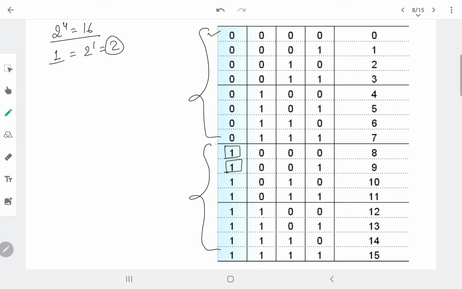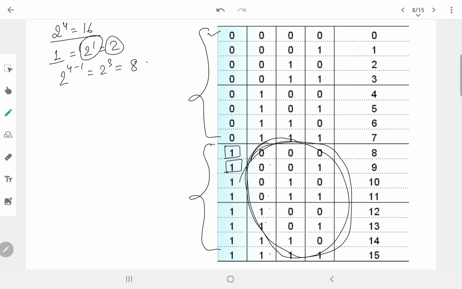So if we fixed 1, how many numbers are formed? We can see 1, 2, 3, 4, 5, 6, 7, 8. So these are the 8 numbers that are formed by fixing 1. So total numbers formed are 2 to the power 4 minus 1, that's 2 to the power 3, that's 8. So by fixing one digit, we are dividing it into 2 to the power 1 parts. And for every part, we have 2 to the power 3 numbers associated with it.